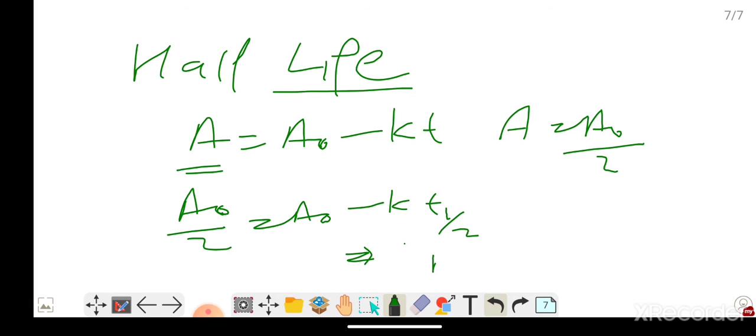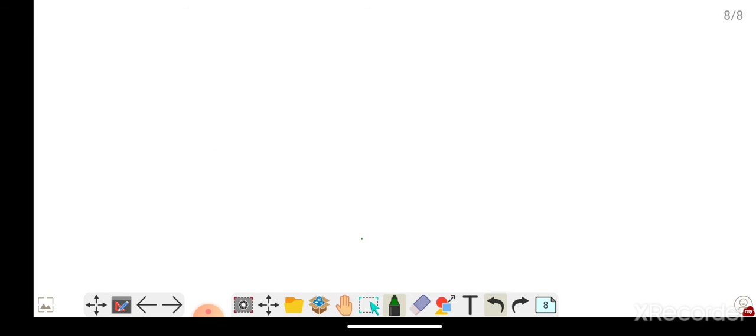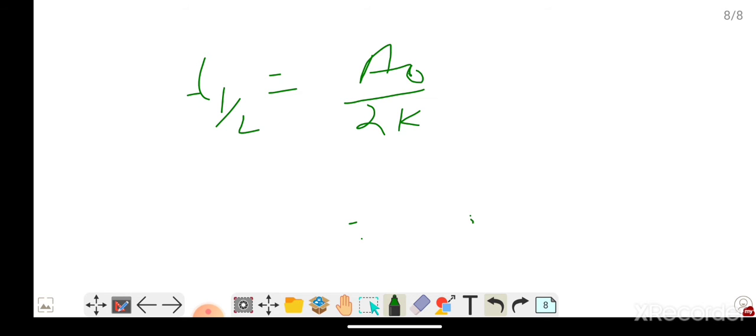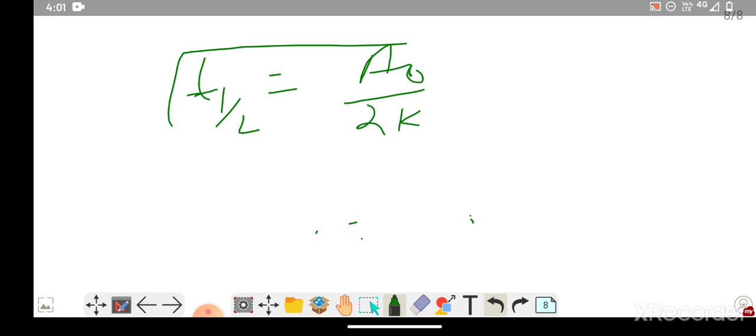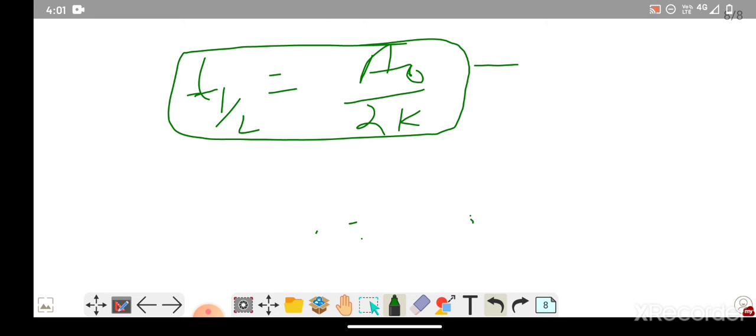Now this means A0 by 2 is equal to K t half-life. So t half-life is equal to A0 by 2K. A naught by 2K is the half-life for zero order reaction.